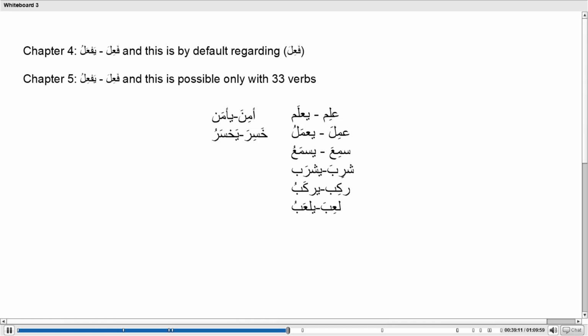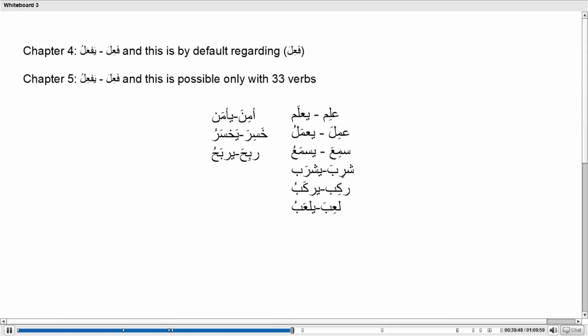And we have also ربح. No, جمع, that's جمع. جمع is also chapter 3. ربح يربح. ربح means he profited. He profited. يربح. And so on. Clear? بارك الله فيكم.